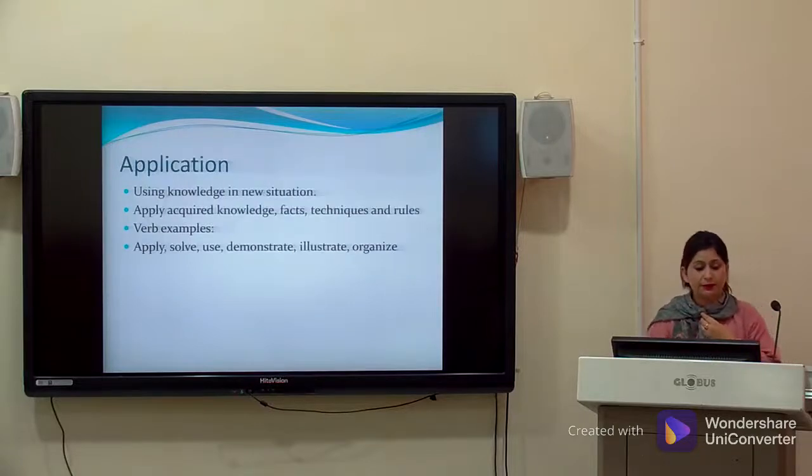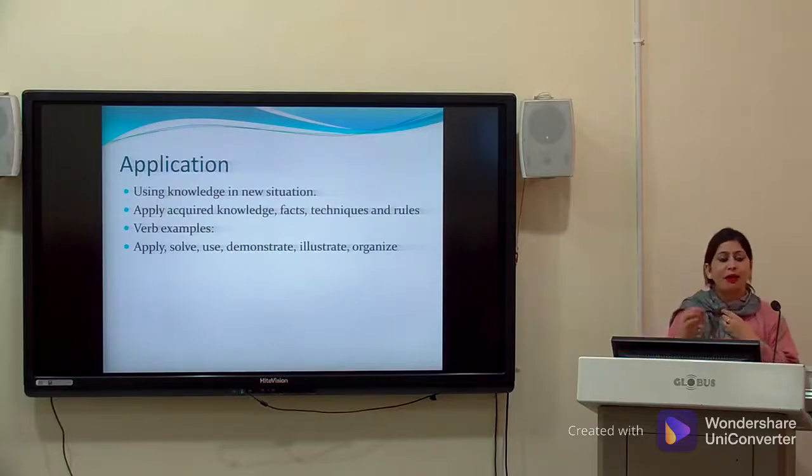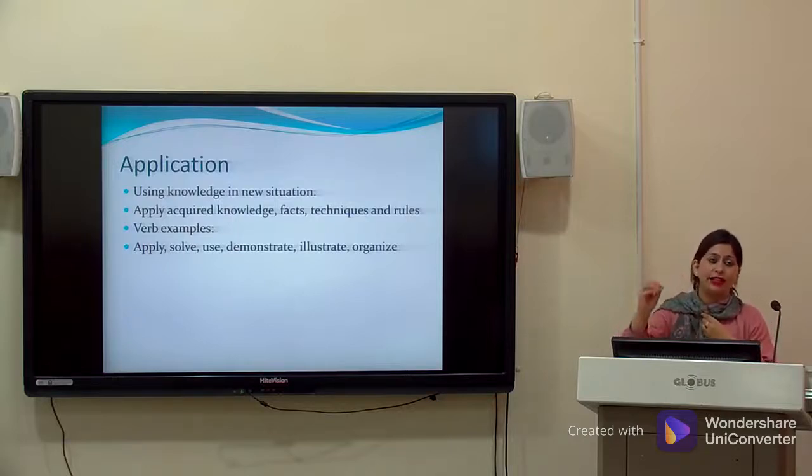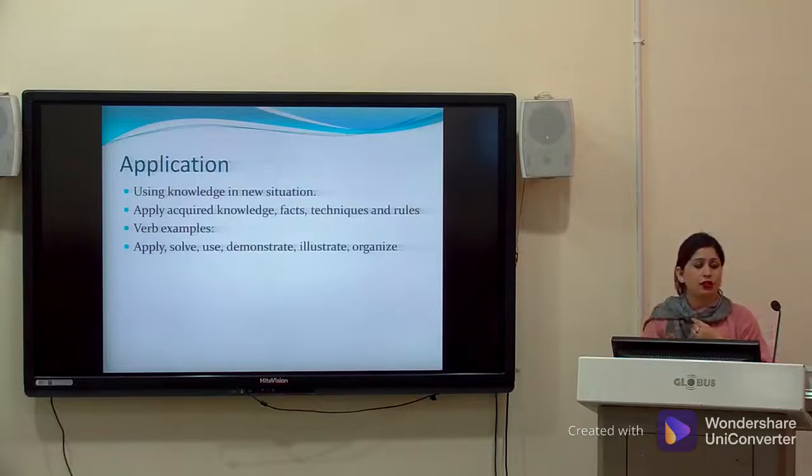The third level is the application part. Application, as the name indicates, is applying the knowledge in new situations. Applying acquired knowledge, facts, techniques and rules. When you have acquired the knowledge at level 1, then at level 2 you have comprehended the knowledge. In the third step, you will apply that knowledge in a practical life situation.